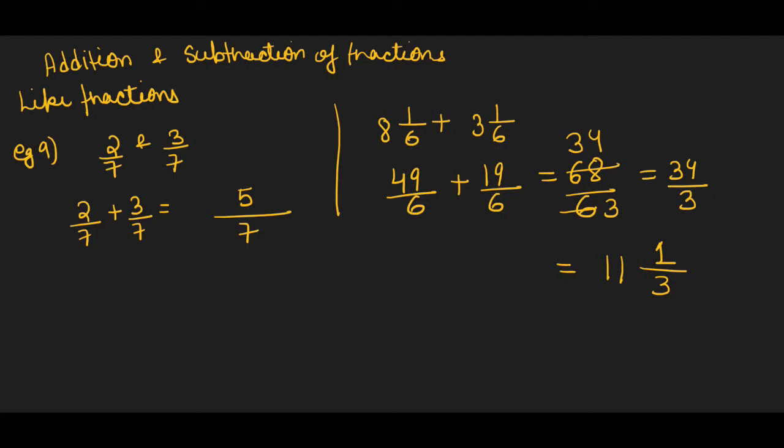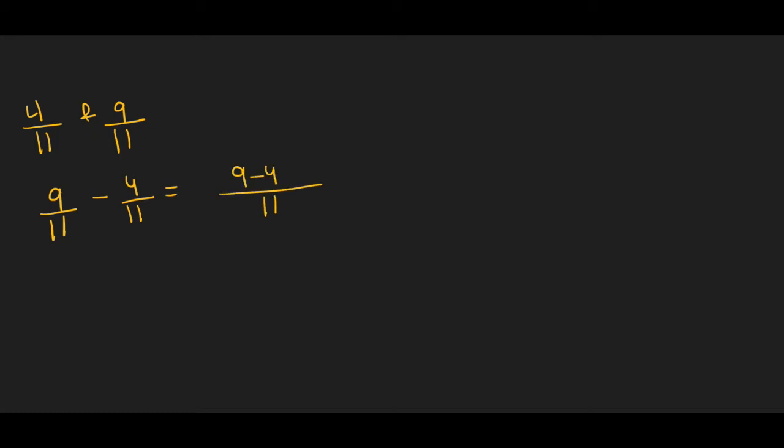So children, simply if you want to add like fractions, just add the numerators over the same denominator, and if you want to subtract them, you have the example here. 4 upon 11 and 9 upon 11, and the question says subtract 4 upon 11 from 9 upon 11. So 9 upon 11 minus 4 upon 11. So denominator will be 11 only, and 9 minus 4, this will be 5 upon 11.